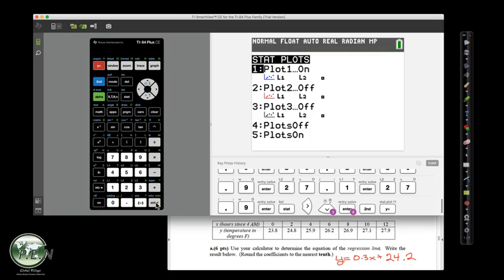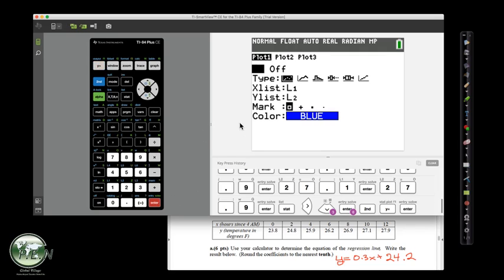If it's not on, what you do is you just hit Enter. And if the off is highlighted in the black, you'll be on the on. You hit Enter. You accept all the defaults. This is a scatter plot. X's are in L1, Y's are in L2. The mark would be a big square, and in my case I have color of blue. There are other types of graphs you can do with this, which is really great, but we won't be using them in this class.